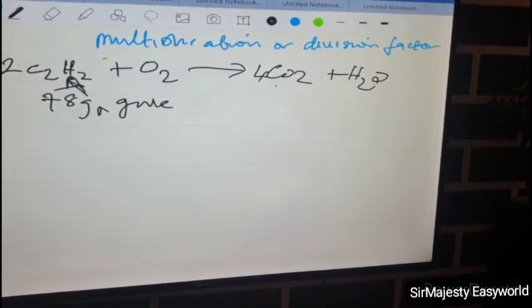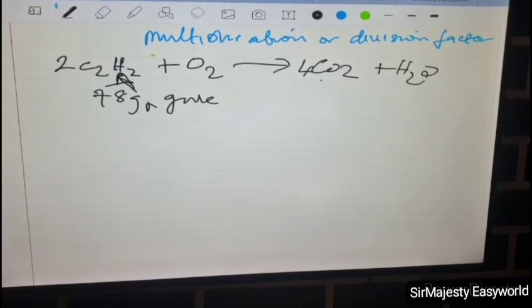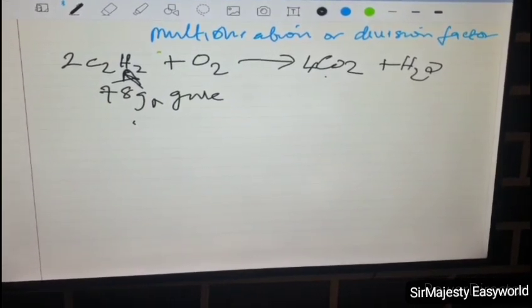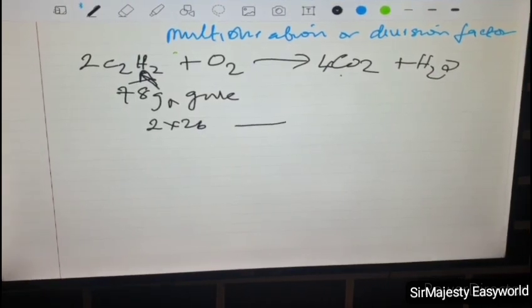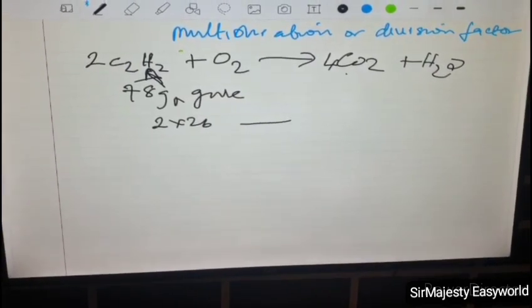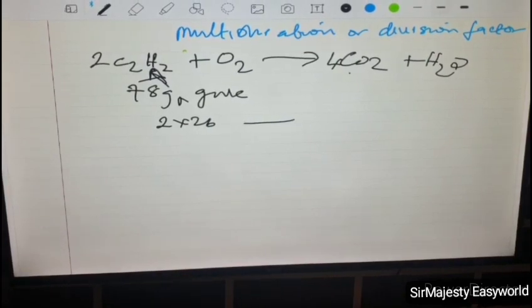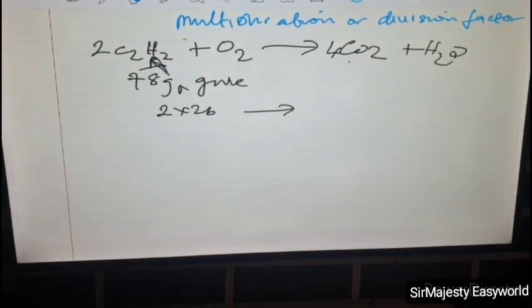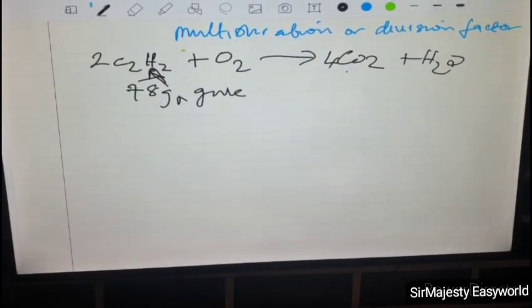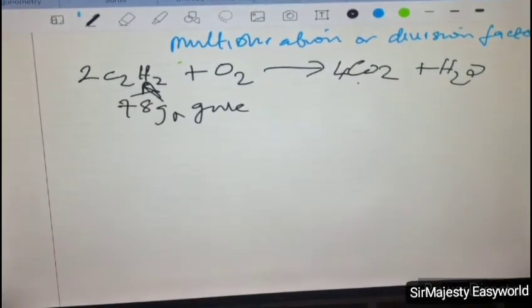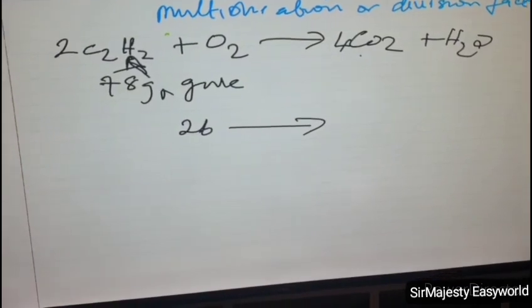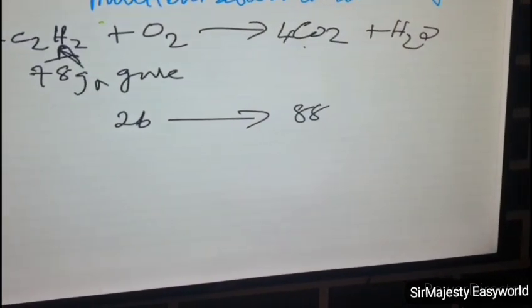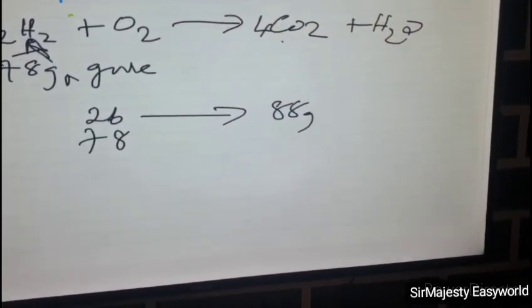Then you go straight forward. The molar mass of ethyne is 26. 2 times 26 will give you... instead of working with higher numbers, you better reduce to lower numbers. Since 2 is to 4, it means 1 is to 2. So we have 26 is to, molar mass of CO2 is 44. You should know that 44 times 2 is 88. So 26 will give you 88 grams. Then 78 will give you X.